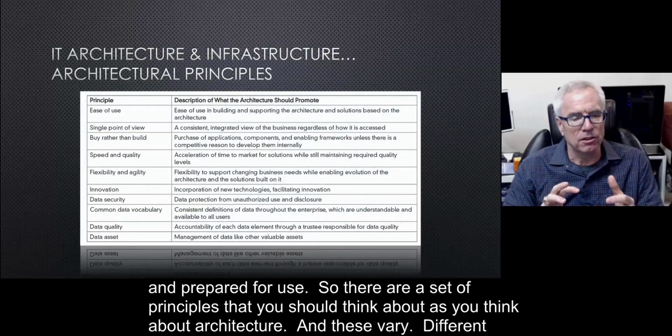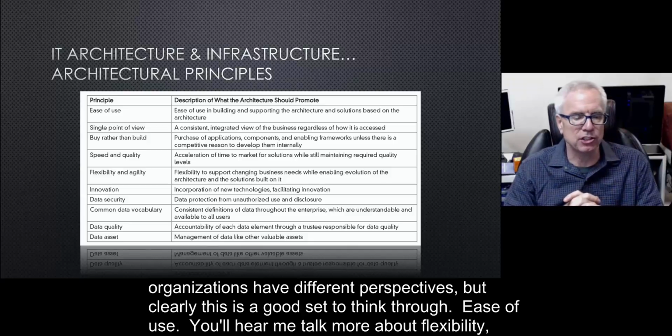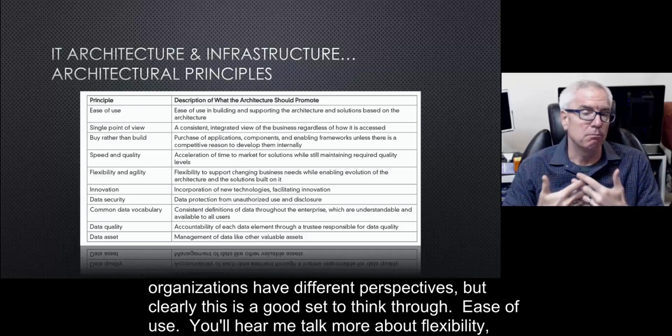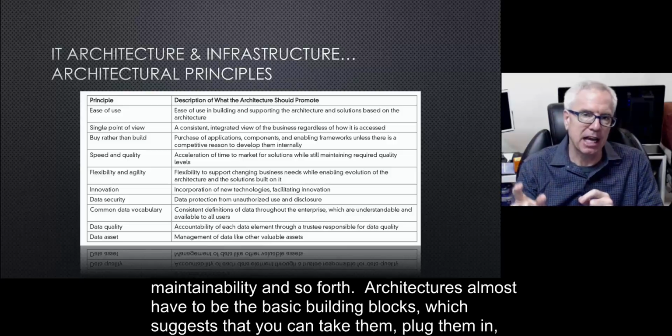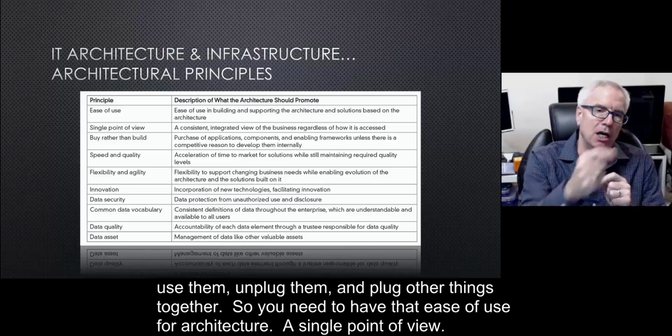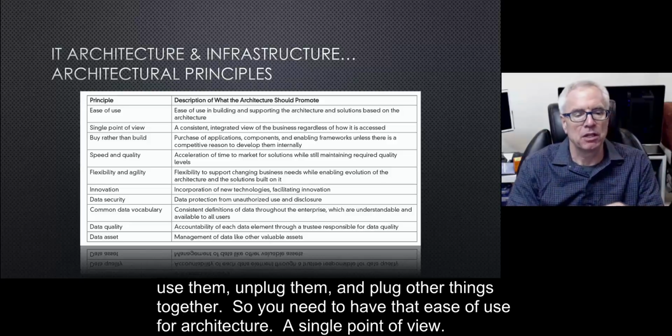So there are a set of principles that you should think about as you think about architecture. And these vary. Different organizations have different perspectives, but clearly this is a good set to think through. Ease of use. You'll hear me talk more about flexibility, maintainability, and so forth. Architectures almost have to be the basic building blocks, which suggests that you can take them, plug them in, use them, unplug them, and plug other things together. So you need to have that ease of use for architecture.